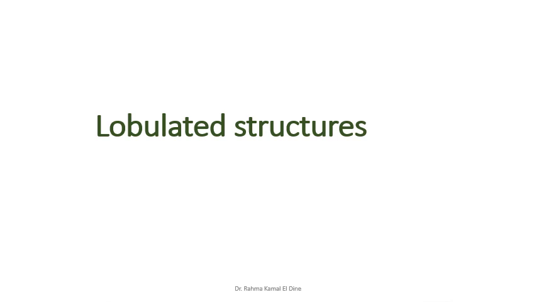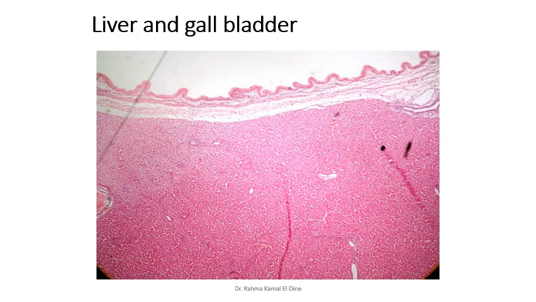If I can see lobulated structures, we are talking about glands. Here is the liver. It is formed of a central vein with acidophilic hepatocytes radiating from it. I cannot see trabeculae, so it is human liver. And there is another structure which is anatomically related to it, which is the gallbladder, with highly folded mucosa. Liver and gallbladder.